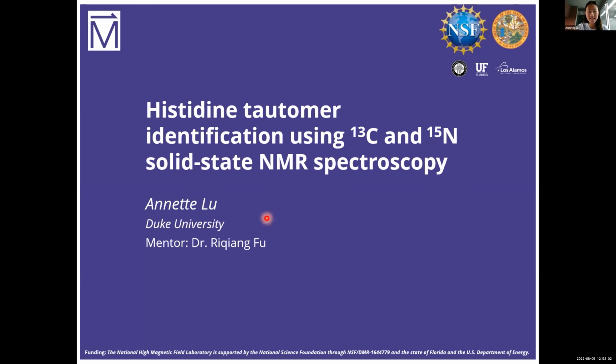Hi everyone, my name is Annette and I will be presenting my REU research with Dr. Fu about histidine tautomer identification using carbon-13 and nitrogen-15 solid-state NMR spectroscopy.